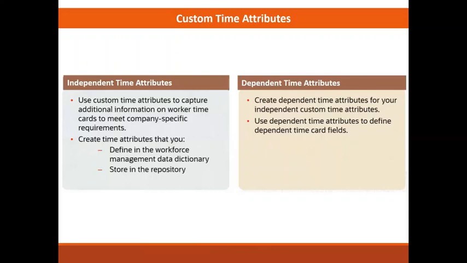So an example: let's say you want to capture the type of break that people take. The break itself is a payroll time type, and the type of break is the dependent attribute that further specifies what kind of break. Right. So the time attributes that you define are added to the data dictionary when they are saved.